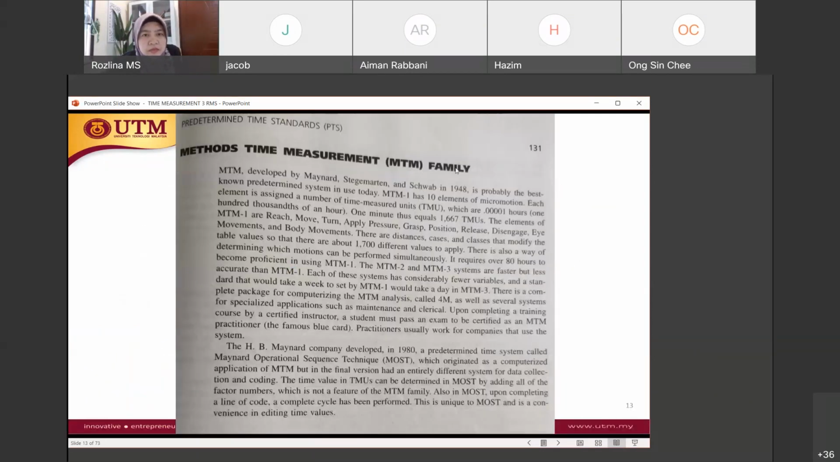Method Time Measurement. This is just a repeat. For MTM1, we have 10 elements: reach, move, turn, apply pressure, grab, position, release, disengage, eye movement, and body movement. These are the MTM1 elements. When your hand reaches the components, you move the components, turn, apply pressure, grab, position, and release something.